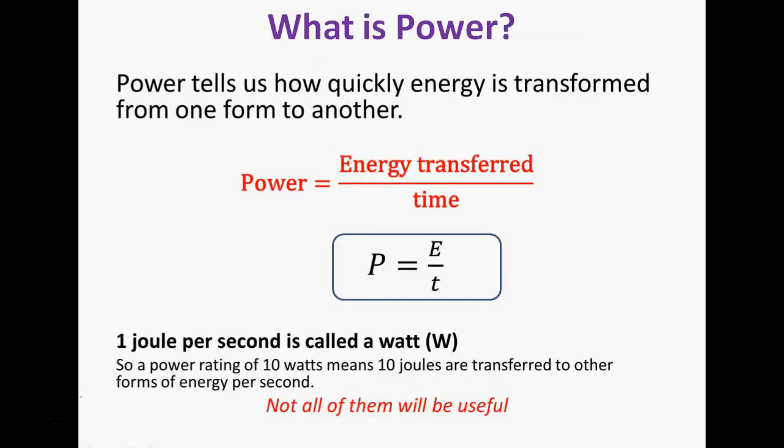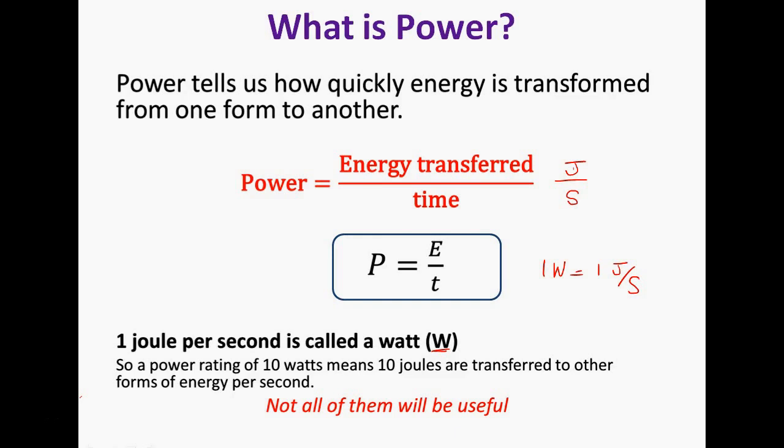So let's remind ourselves exactly what we mean by power. Well, power tells us how quickly energy is being transferred from one form to another. And so here is the equation: power is the energy transferred over the time. Now if we remember that the unit of energy is the joule and the unit of time is the second, then we can see that power must have the units of joules per second. And 1 joule per second is called a watt. So remember, 1 watt is 1 joule per second.